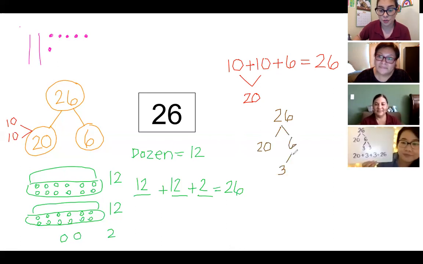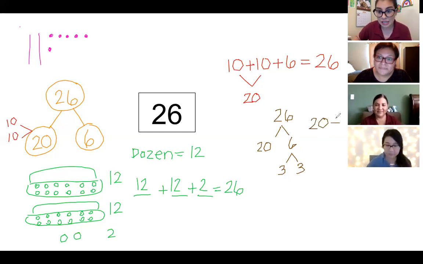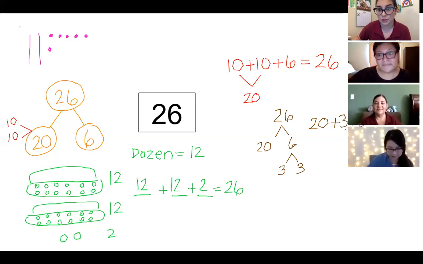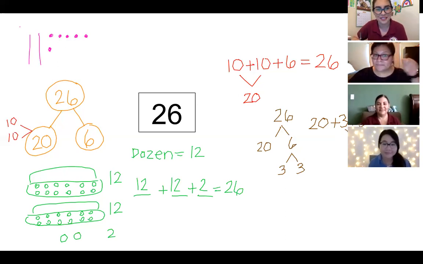You are so right. Yes. And I love how we use the same number bond just to do different decomposing. That's so great. So we have 20 plus 3 equals, let's see, 3 plus 3 is 6, and 20 plus 6 is 26. Perfect, everyone.